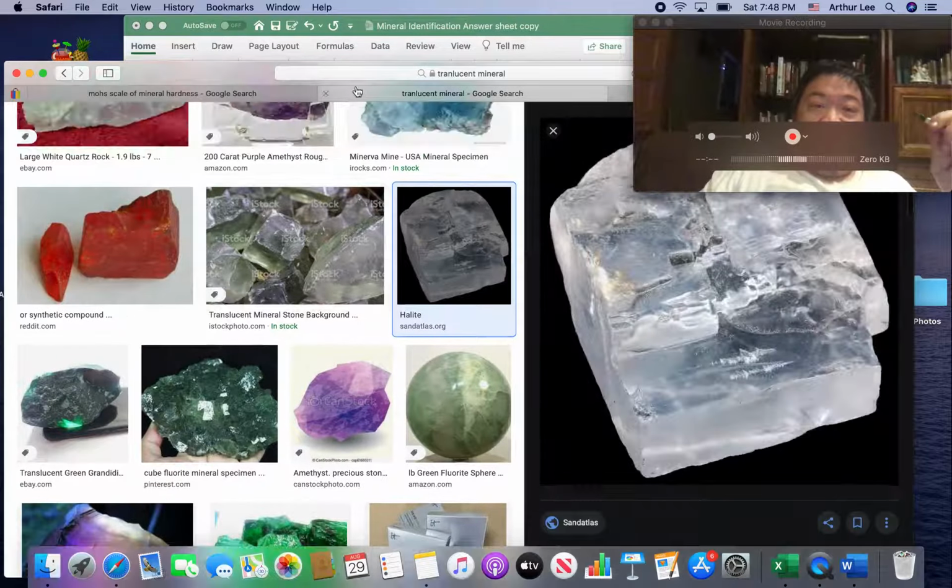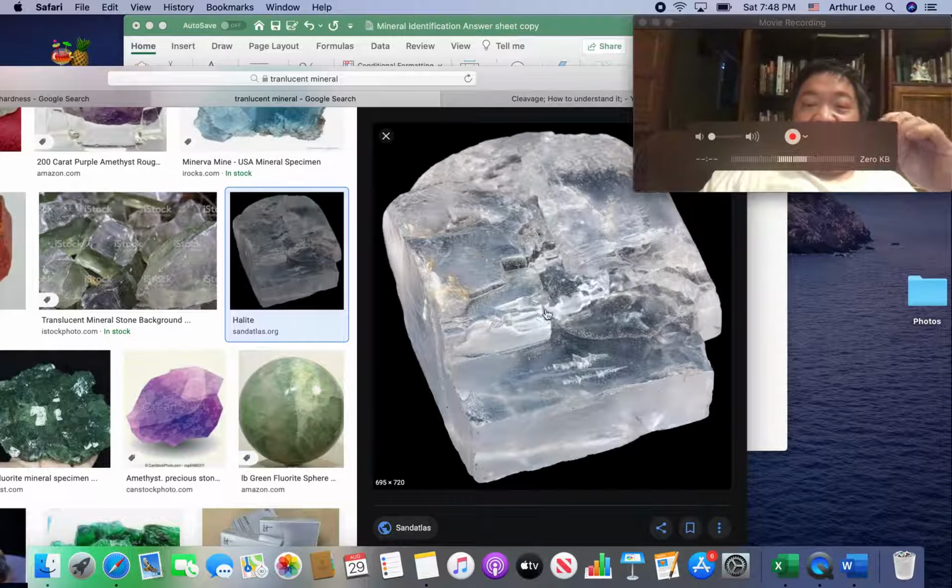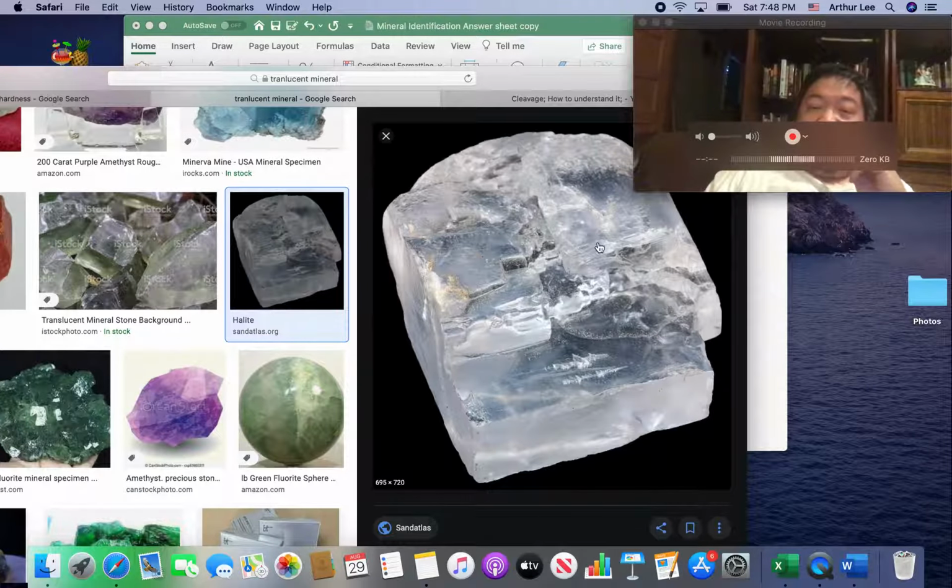This mineral here, it's not opaque. Light can pass through it. So we say it's translucent. Let me ask you, is this a metallic mineral or not? It's not, right? Because metallic minerals must be opaque.